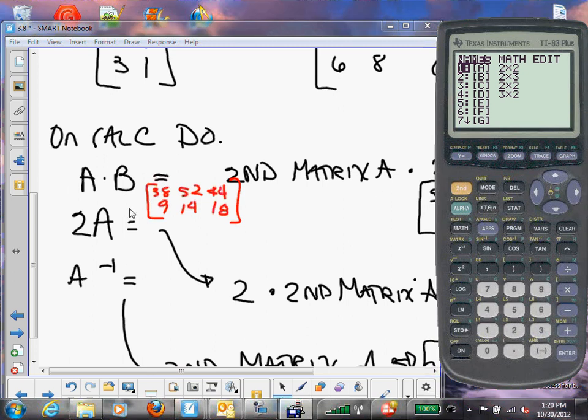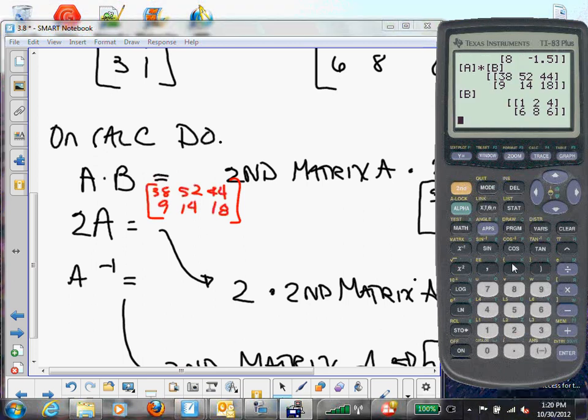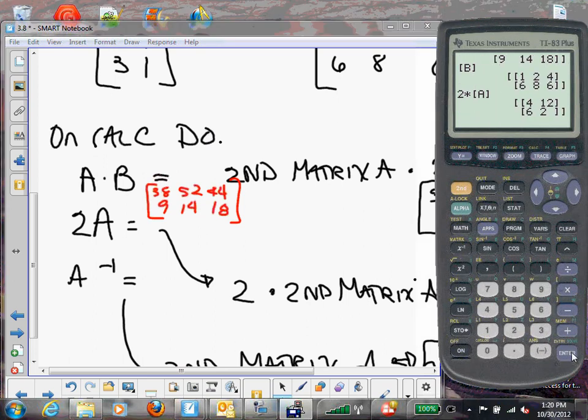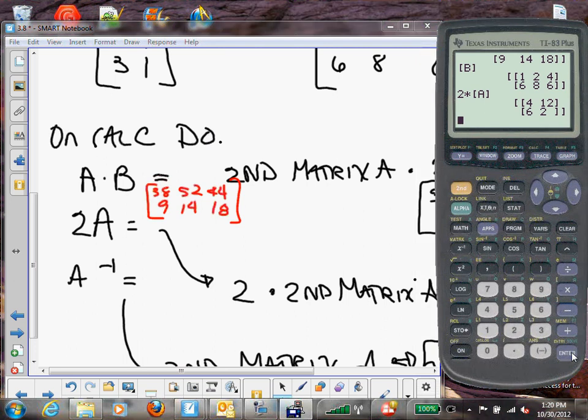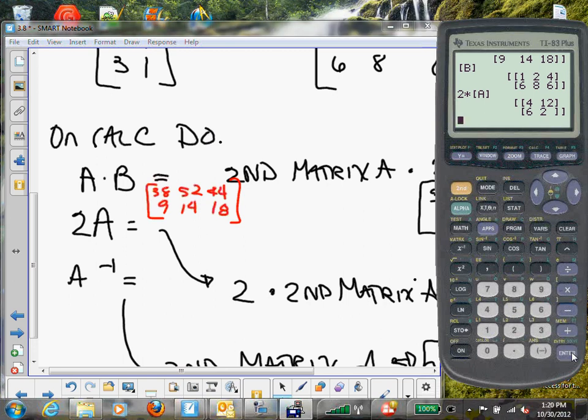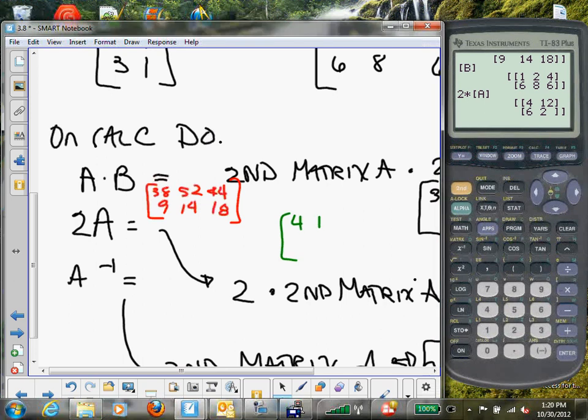So y'all got the right answer and I got the wrong answer, right? Okay. 2 times A. Well, let's tell it that we want to do that. What am I going to hit? 2, times, and hit 1. Just call it up and hit enter. 4, 12, 6, 2. Okay. Corrected my mistake. And so we get 4, 12, 6, and 2.